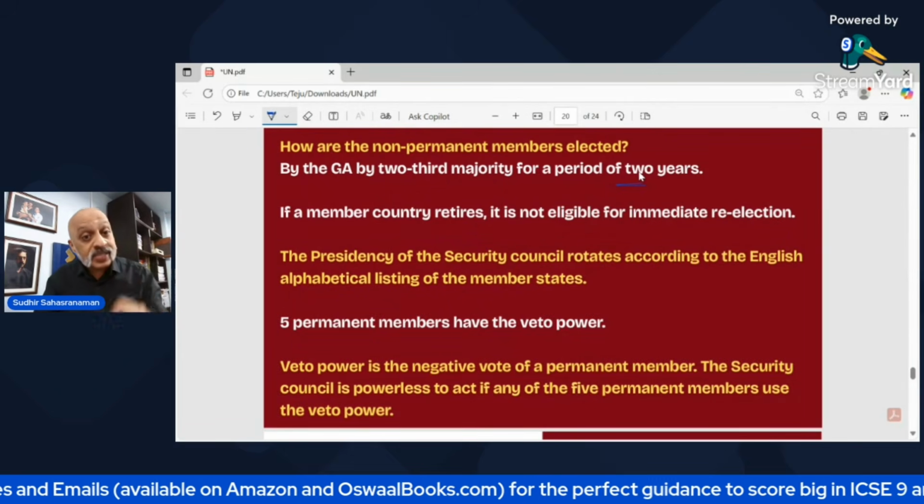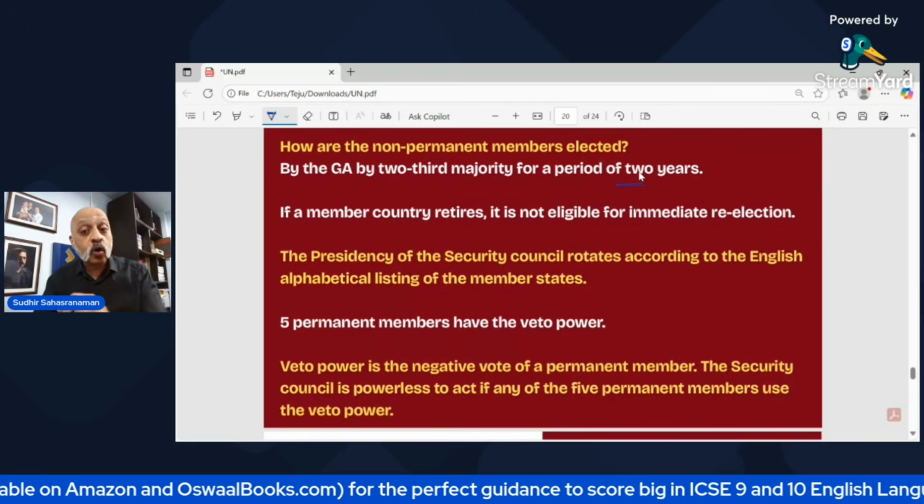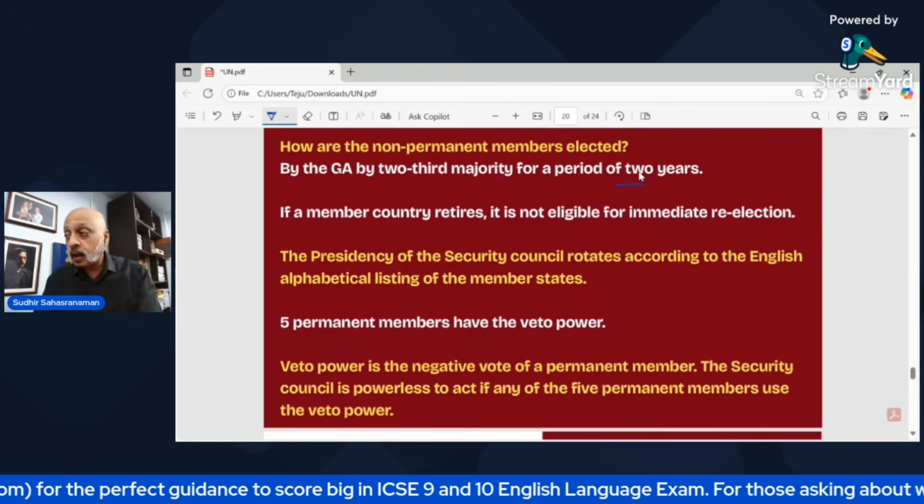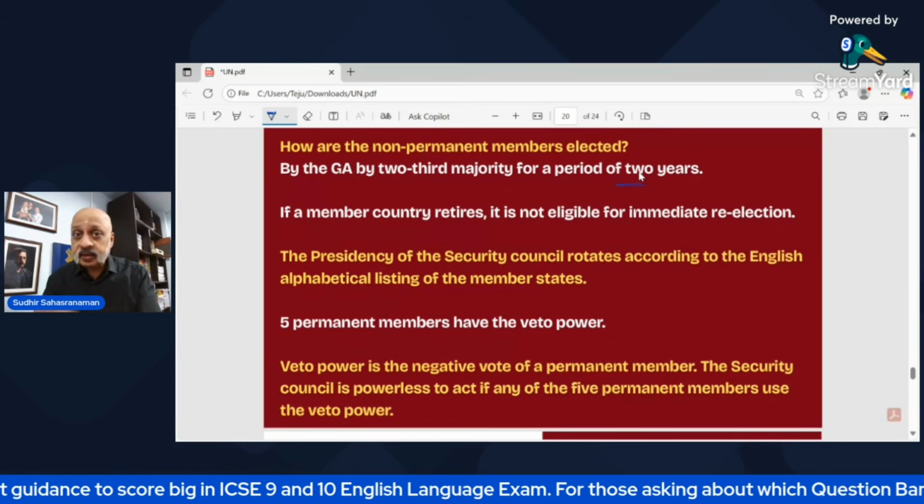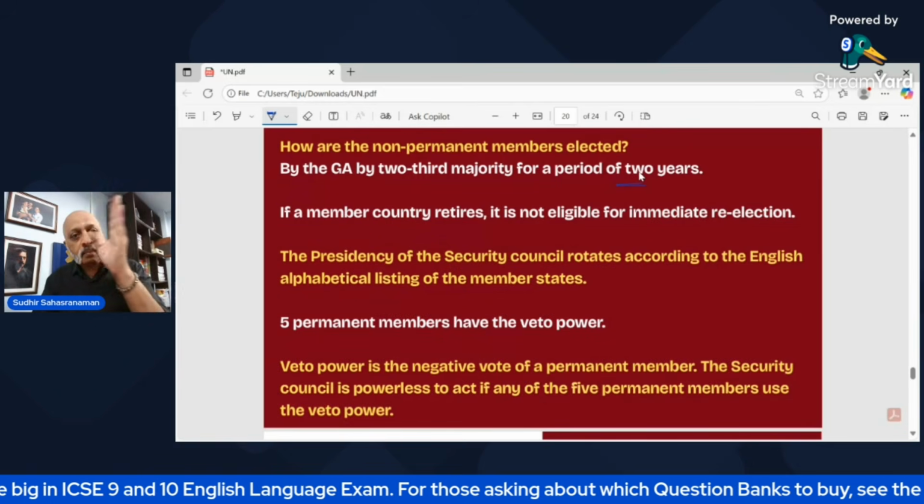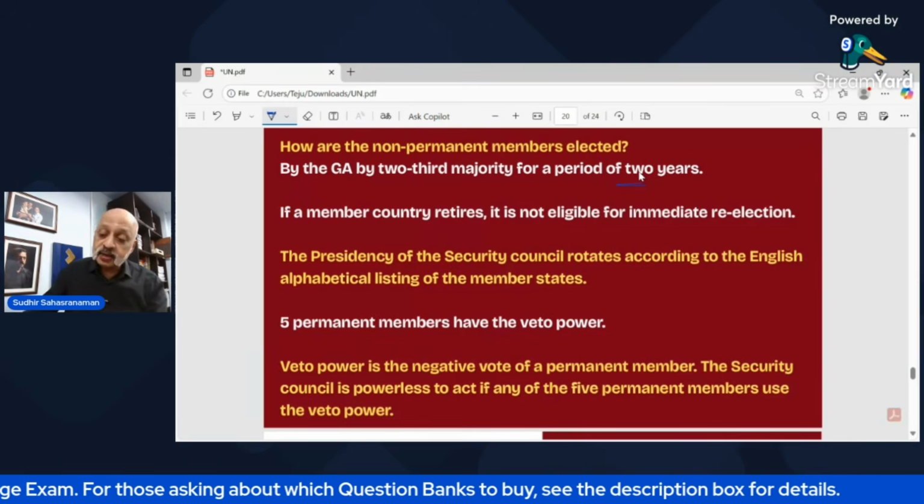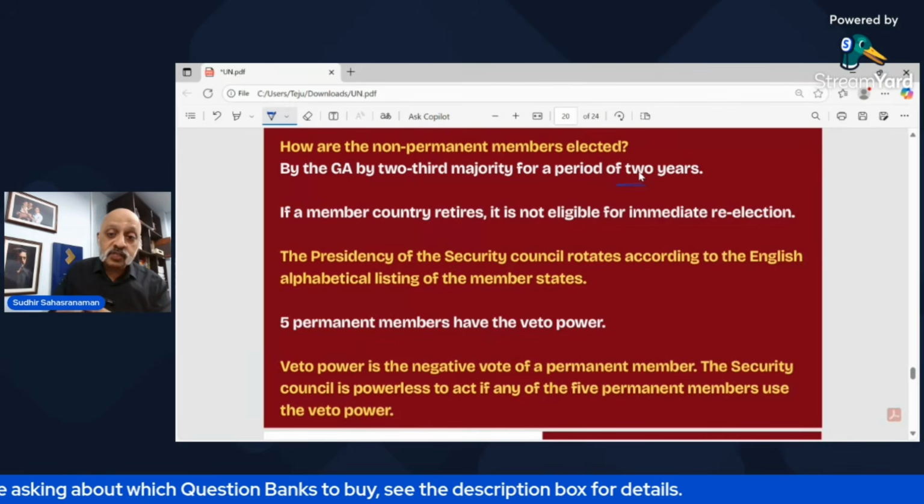Clear? The presidency of the Security Council rotates according to the English alphabetical listing of the member states. Like India was a president recently, but that's mainly because it will come A, B, C, D, E, F, G, H, I. It will come to India. You will become a president of the Security Council in an alphabetical order.